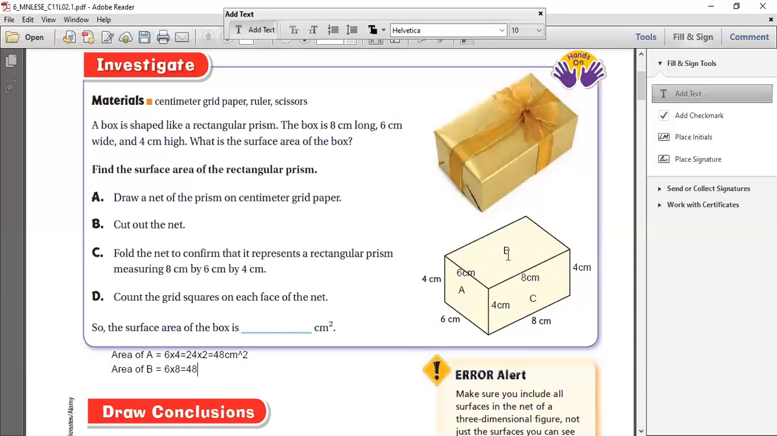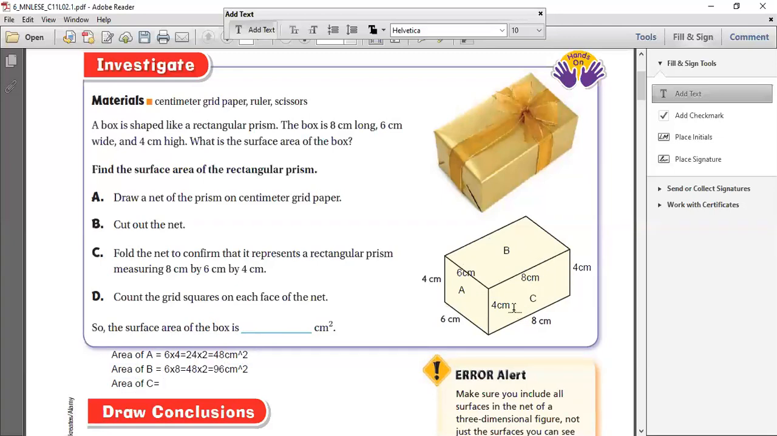Now as we said, we have two B's, which means you multiply it by 2, which is going to give you 96 square centimeter, because 2 multiply 48 is 96. Okay, next is area of C. Okay, now this is C, this part is C.